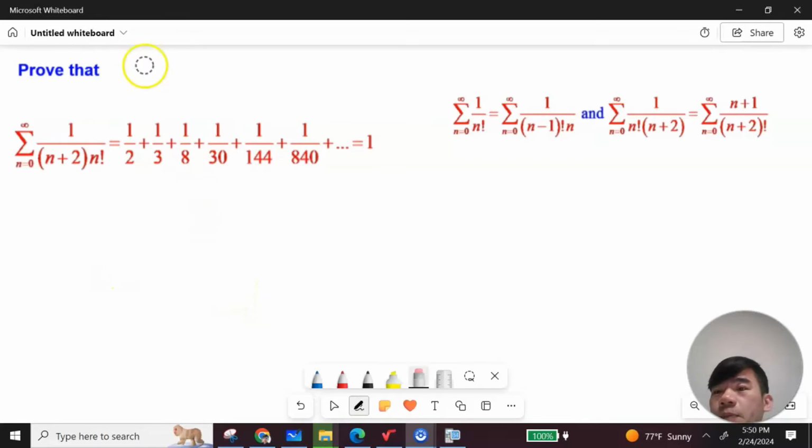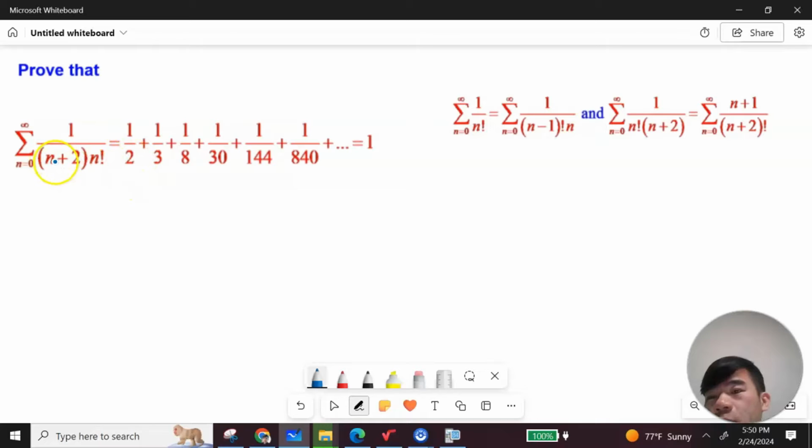Hey guys, let's calculate the sum of 1 over (n plus 2) times n factorial, when n equals 0 to infinity. And we need to prove this one, right? We need to prove the sum of this sequence right here should be equal to 1, okay? Now, before we do this one, let's take a look at this one.